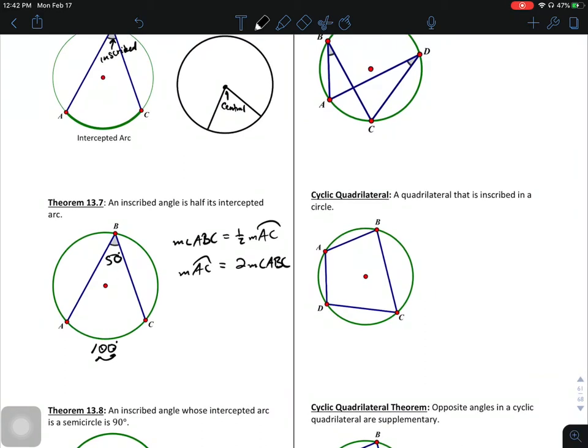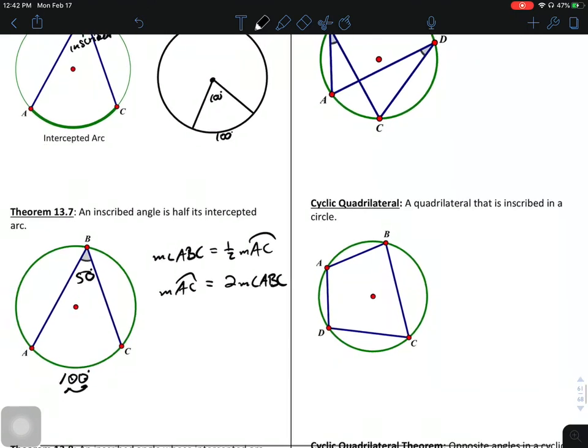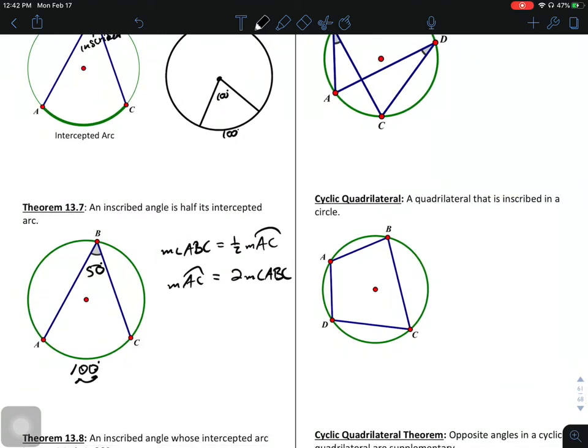If you contrast that with a central angle, it is going to have the same degree measure as the intercepted arc. Subtle, but different.